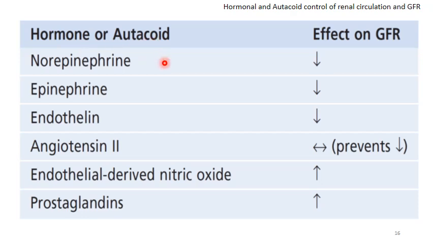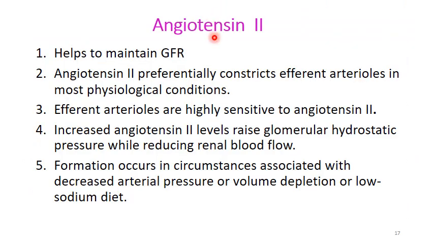Hormone or autocoid that control GFR. Most important among hormones and autocoids is angiotensin II. It helps to maintain GFR. Angiotensin II preferentially constricts efferent arterioles in most physiological conditions. Increased angiotensin II level raises glomerular hydrostatic pressure, while reducing renal blood flow. Angiotensin II formation occurs in circumstances associated with decreased arterial pressure or volume depletion or low sodium diet.